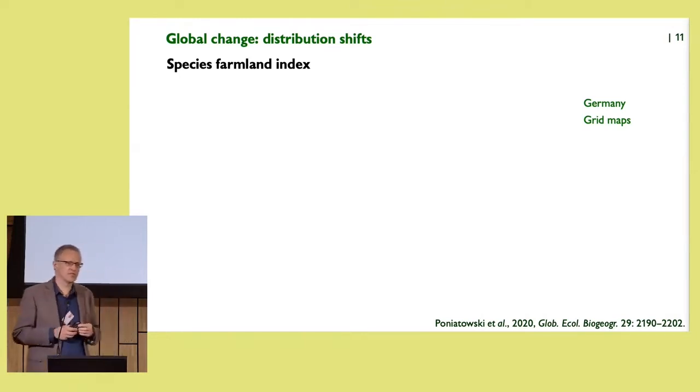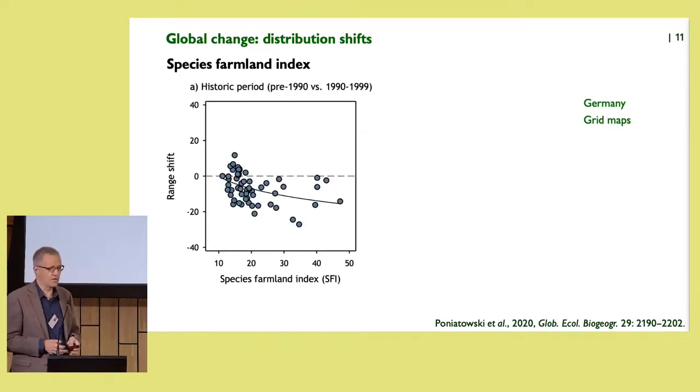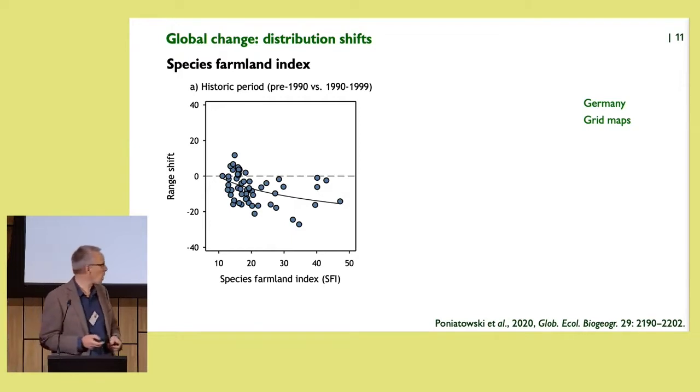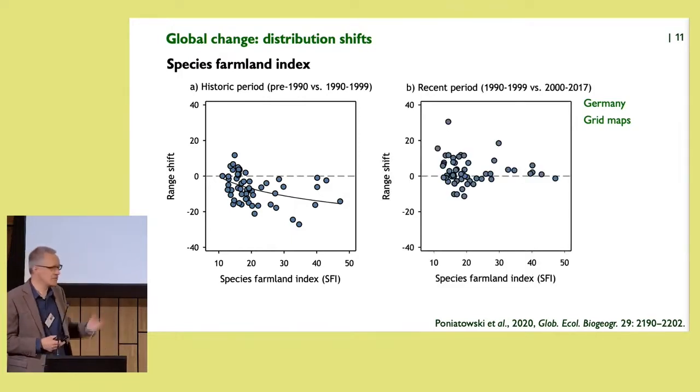Now let's come to the farmland index. It expresses the dependence of Orthoptera species on high nature value farmland, and we have the same periods. During the historic period, most of the species declined, and especially species adapted to high nature value farmland strongly declined. In the recent period, there was no clear relationship between the species farmland index and range shifts. There were not such severe losses in species adapted to high nature value farmland as in the previous time.